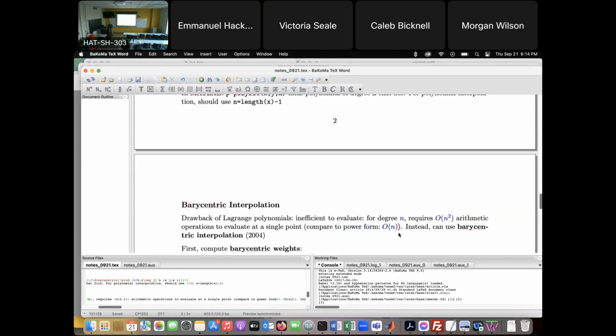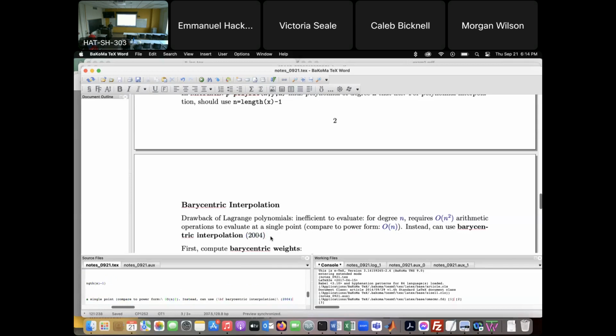So there is a way around that, called barycentric interpolation, that works with Lagrange form. And notice the date on this development: 2004. So it's pretty new.